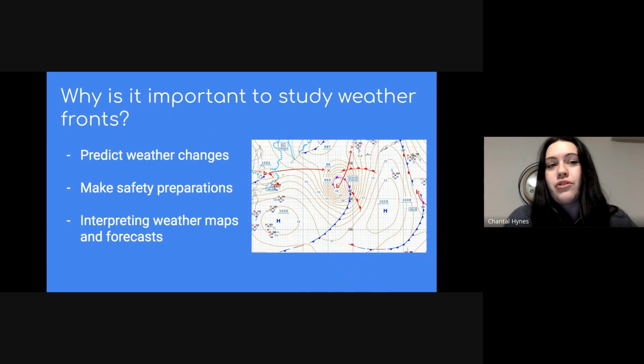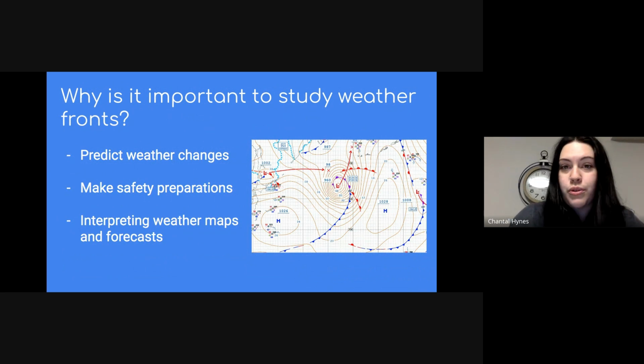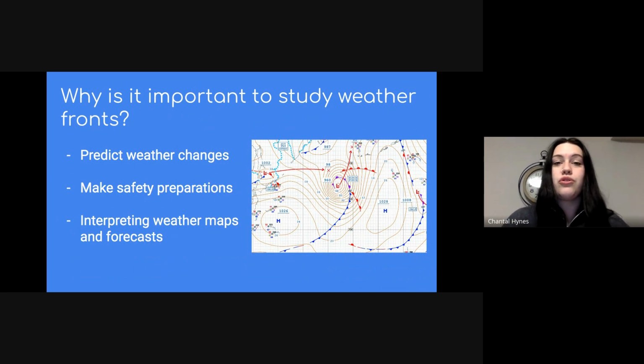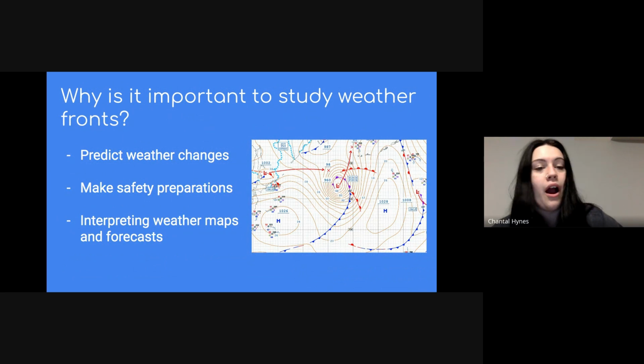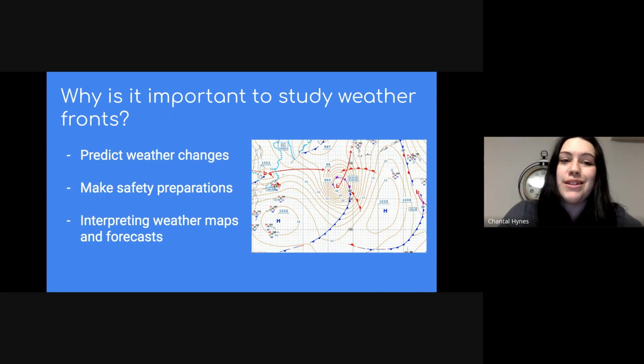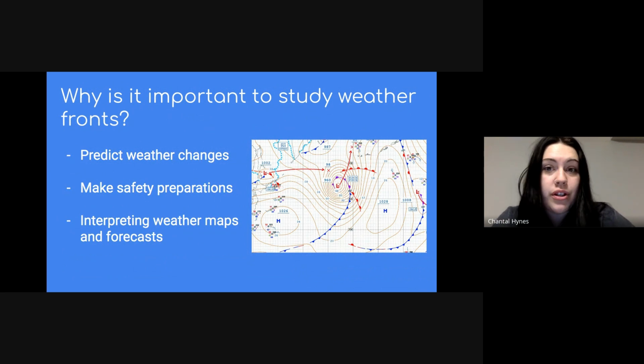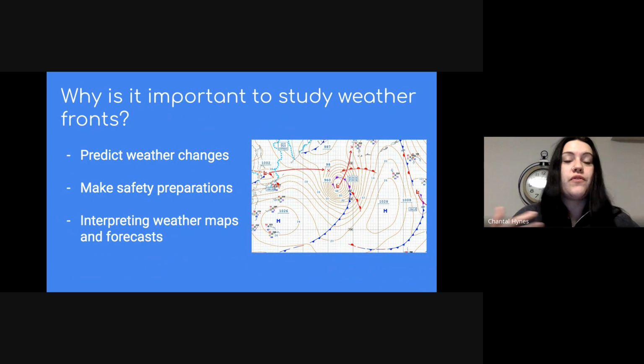Why is it important to study weather fronts first? So we have 3 points here, and our first one is to predict weather changes. This is important for meteorologists when they want to predict what weather we're going to have in certain areas on certain days. It'll predict the temperatures and the precipitation that will be present in the area. Our second point here is to make safety preparations. This is also important for pilots when they want to anticipate turbulence or different changes in the visibility.